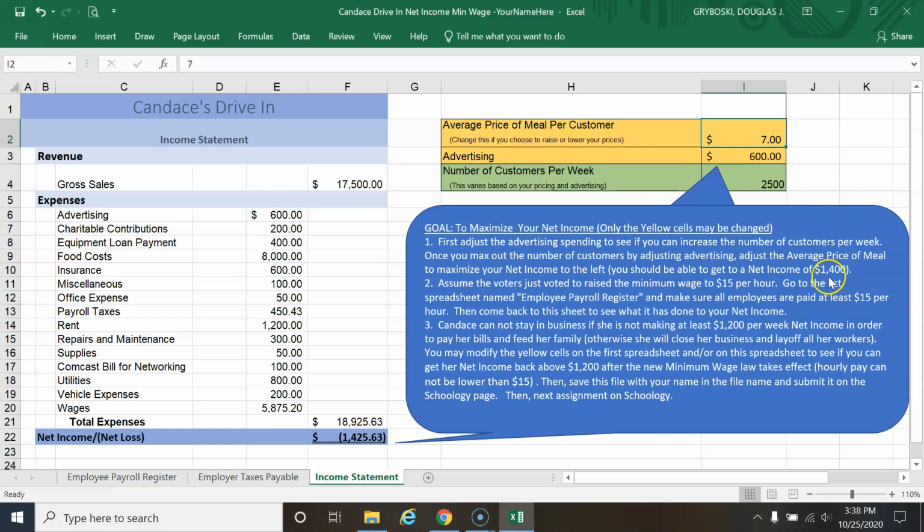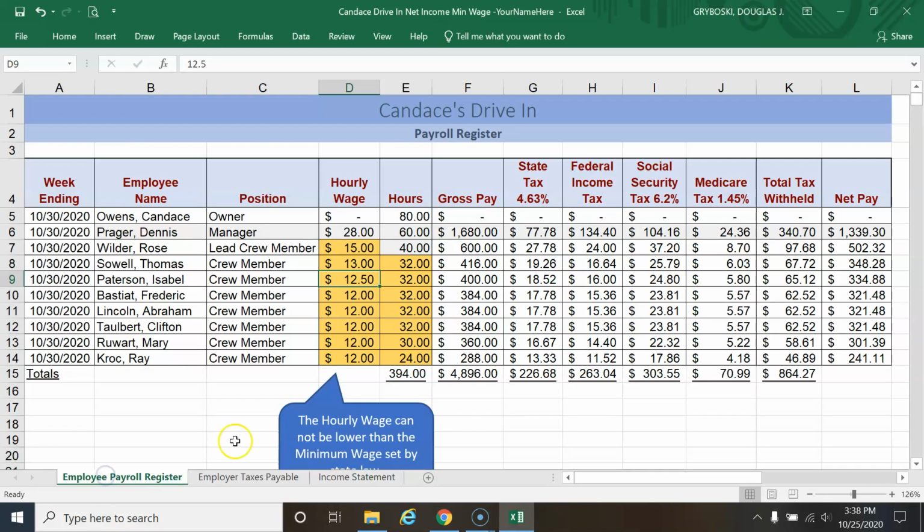Okay, so that's step 1. Then number 2, you are going to assume that the voters just voted to raise the minimum wage law to $15 per hour. Then you go back to the spreadsheet named Employee Payroll Register. That's this one. And you have to change all of the employees' minimum pay to at least $15 per hour. So I go back here, and I'm going to use the little fill handle. And now they're making at least 15.